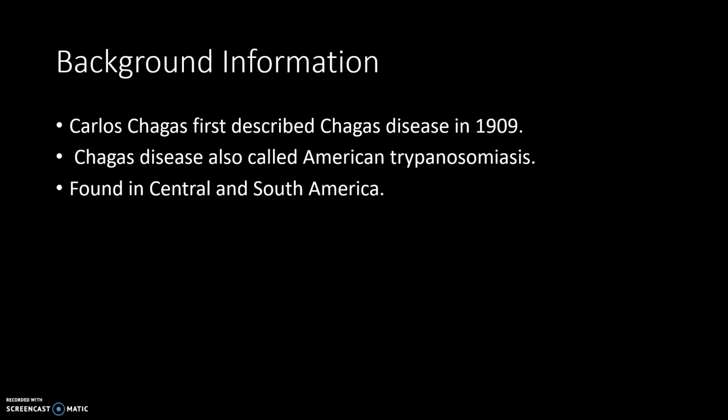So here's some background information about Chagas disease. It was first described by Carlos Chagas in 1909. Chagas disease is also known as American trypanosomiasis, and it can be found in Latin America, mostly in rural areas where poverty is widespread.